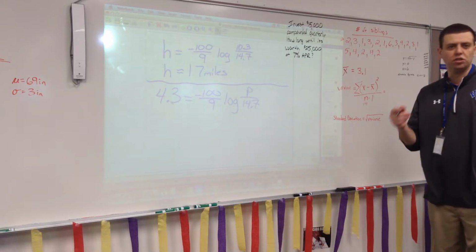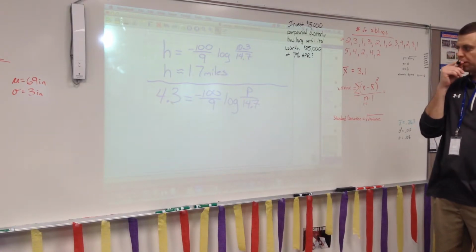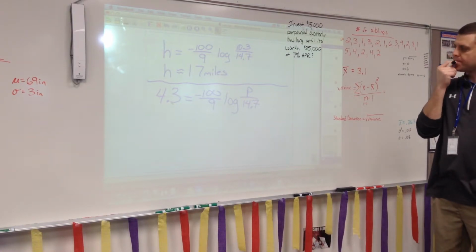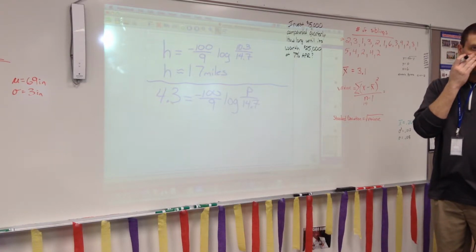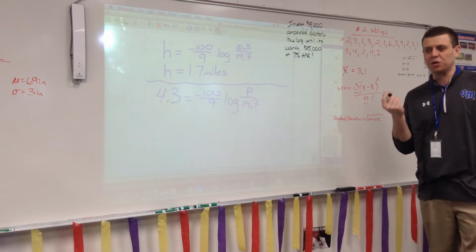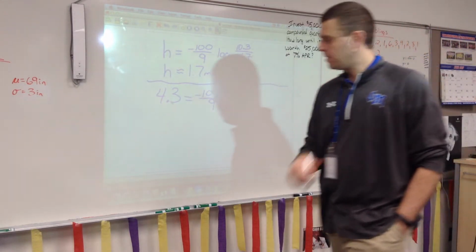So now, our variable's in the logarithm, so we need to know how to solve for that variable. What do you think you guys would do here first, algebraically? I'd say divide by the negative 100 over 9. Divide by the negative 100 over 9, or multiply by negative 9 over 100. Yeah. Okay?